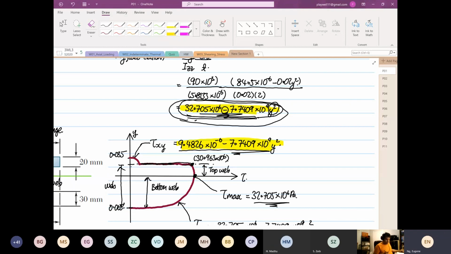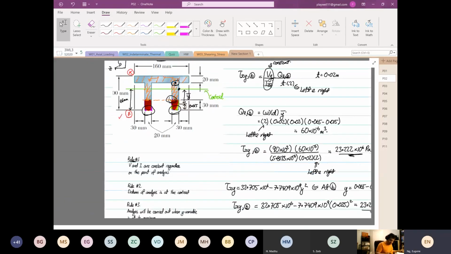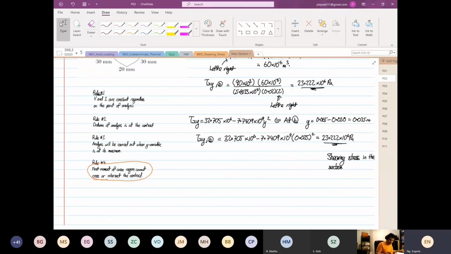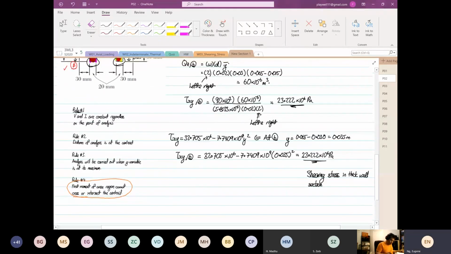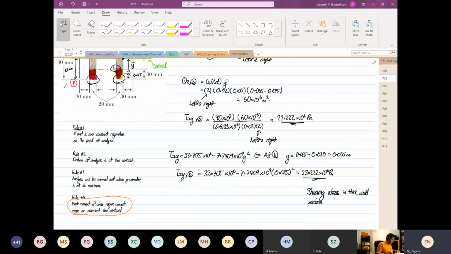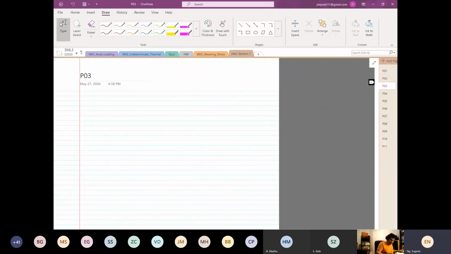Right. Okay. So this is the end for the shearing stress in the thick wall. You should be fine doing this. All right, let's start building decks now. This is where things get interesting.